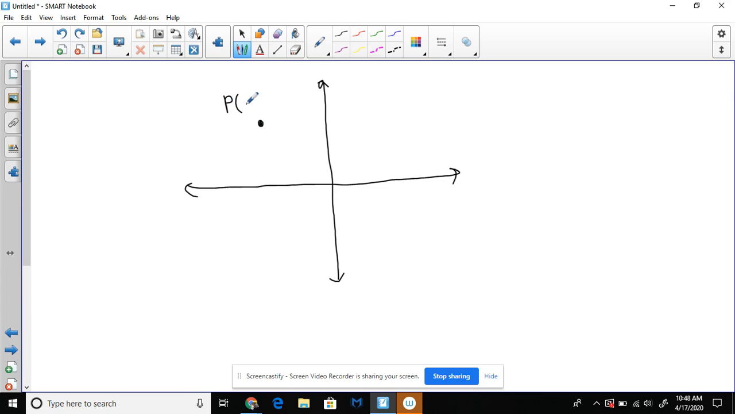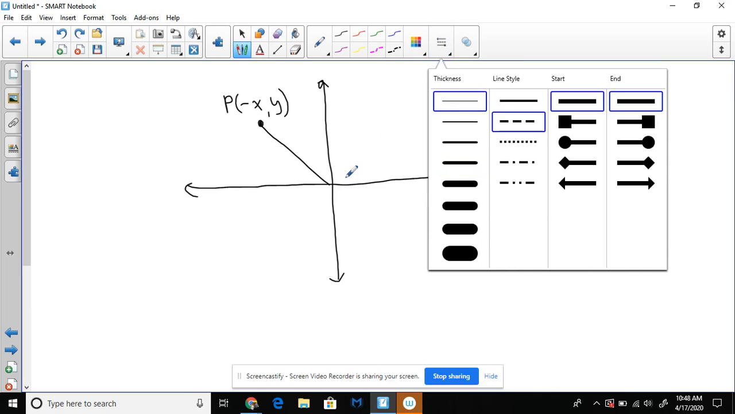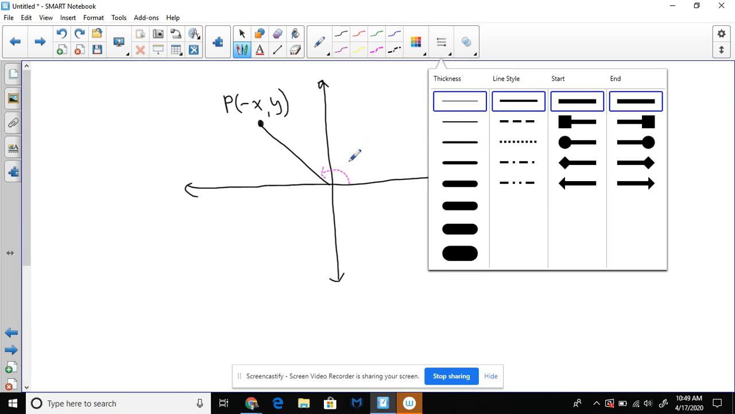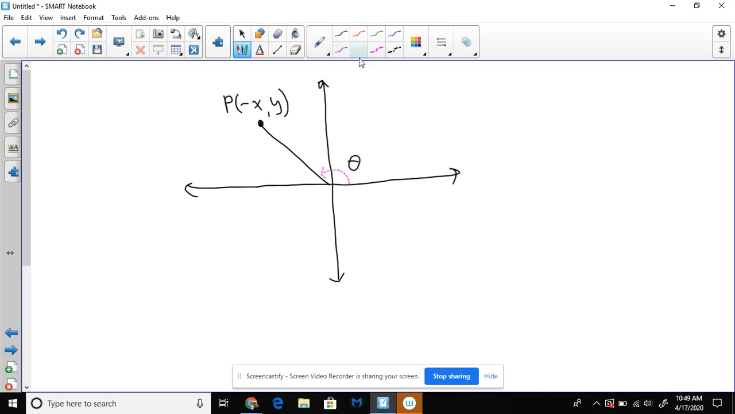So P. Now notice I'm labeling the x as negative. Why? Well, because see how now I exist on the negative x-axis. All right. So if I draw my terminal arm here, I'll draw my theta nicely. Okay. And then again, I'm going to drop a height.